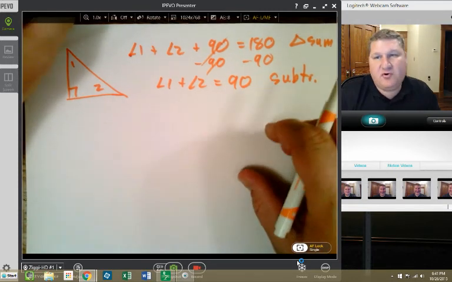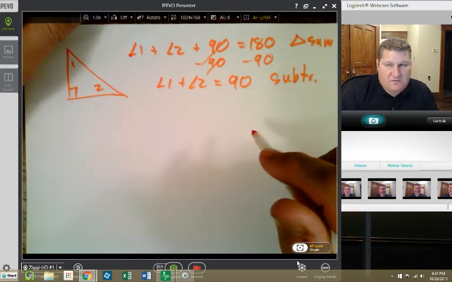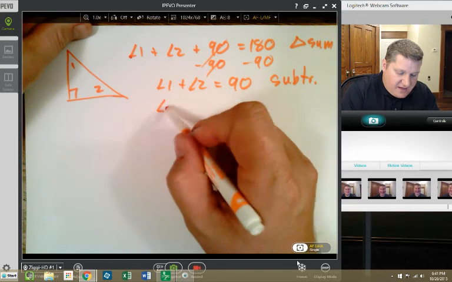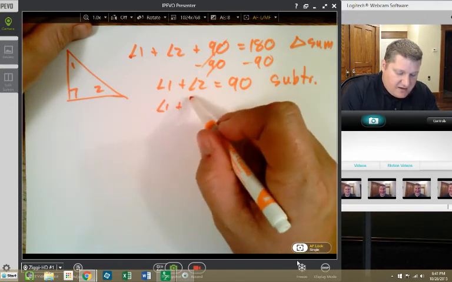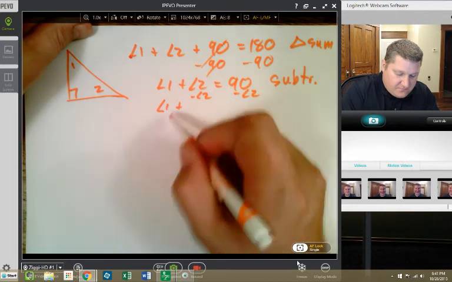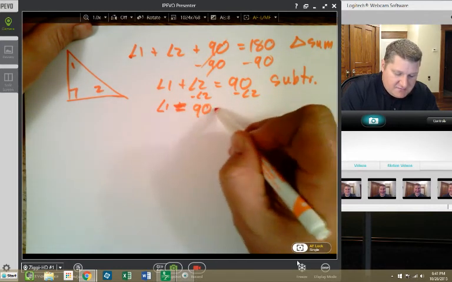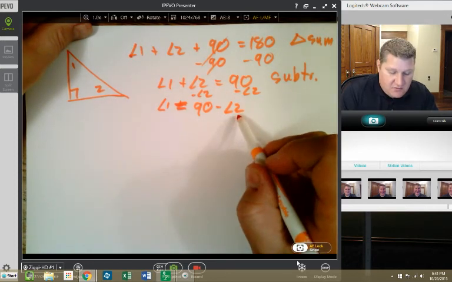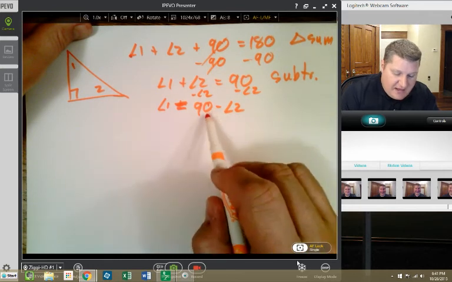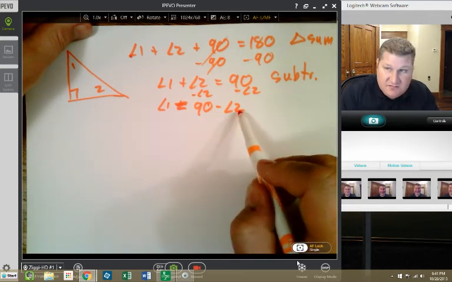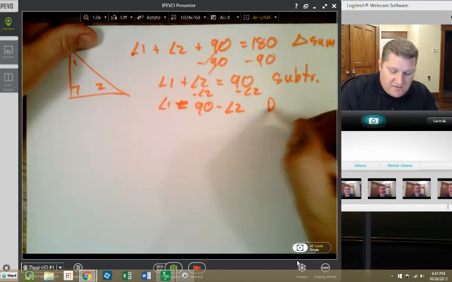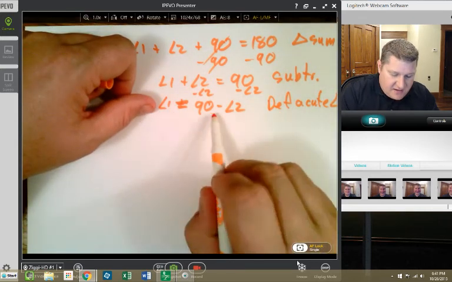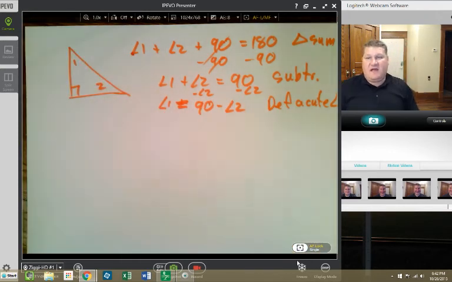Now, here's the thing. How do I actually prove that something is acute? Well, an acute angle is less than 90. So if I subtract angle 2 from both sides, I can say angle 1 equals 90 minus angle 2. And provided angle 2 is greater than 0, angle 1 is going to be less than 90 degrees, because 90 take away anything is going to be less than 90. So by definition of acute angle, that has to be an acute angle.